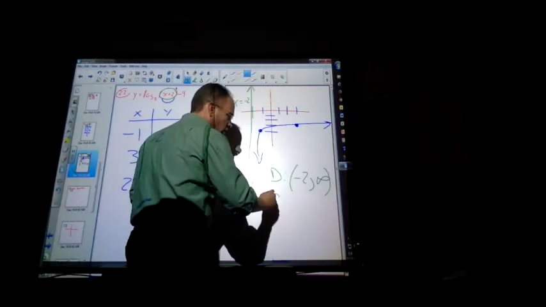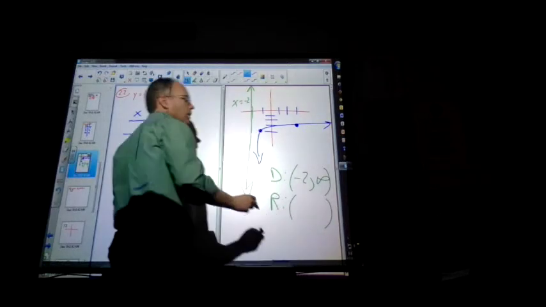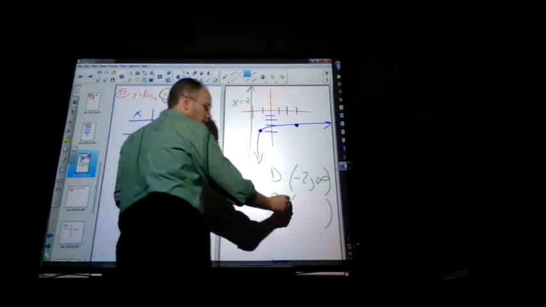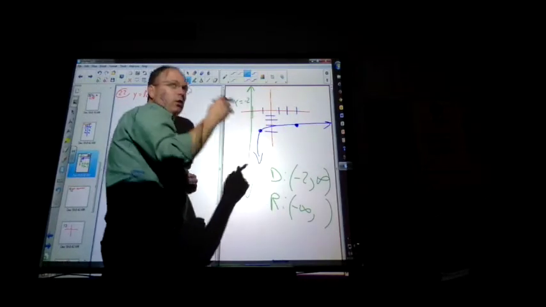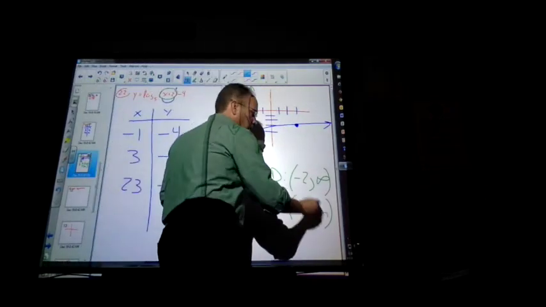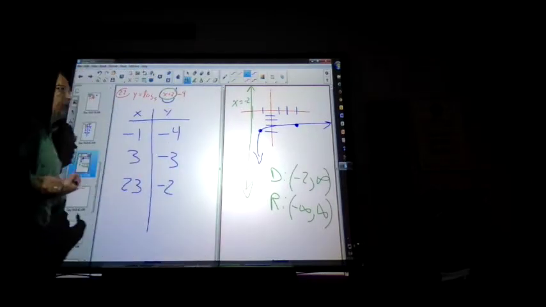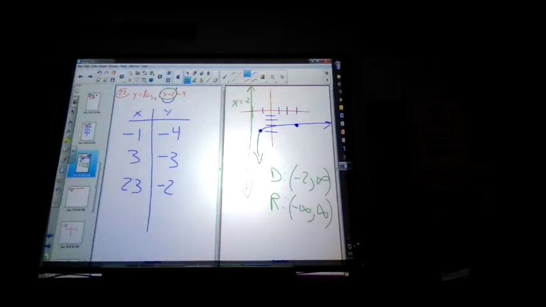What is my range? Range is going to go forever downward, so it's going to go to -infinity. It's going to continue to grow. It's not going to grow as rapidly, but eventually, one day, it will get to infinity. So that's my domain and range of number 22. And that's what the graph would look like.